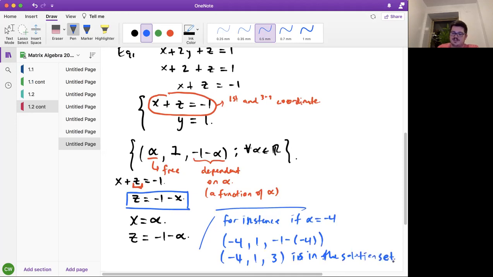So you could choose alpha to be whatever. It could be pi, it could be 1/10,000, right? So whatever you choose for alpha, z is dependent on it. Then you plug that alpha into where it is in the z coordinate, and you get a point in the solution. Okay, questions on this?